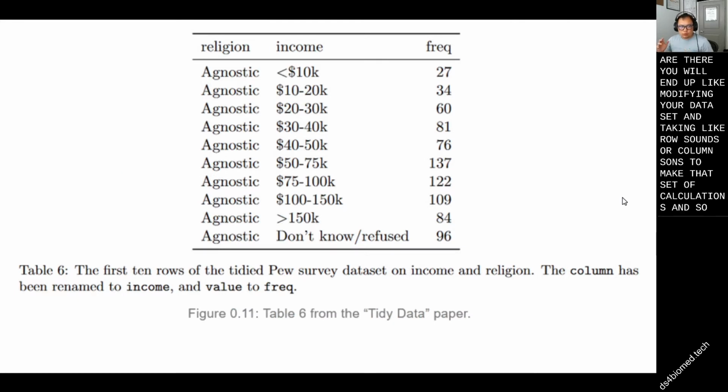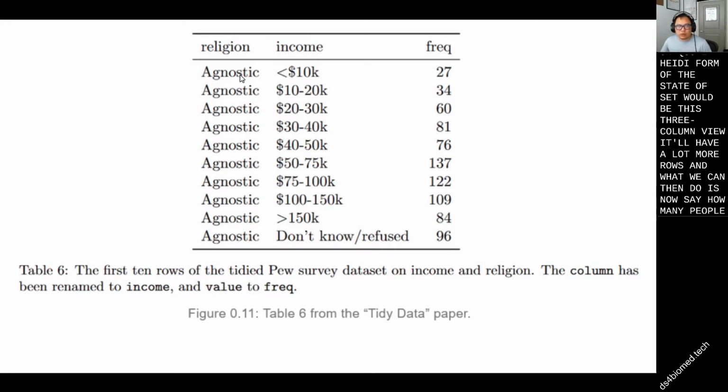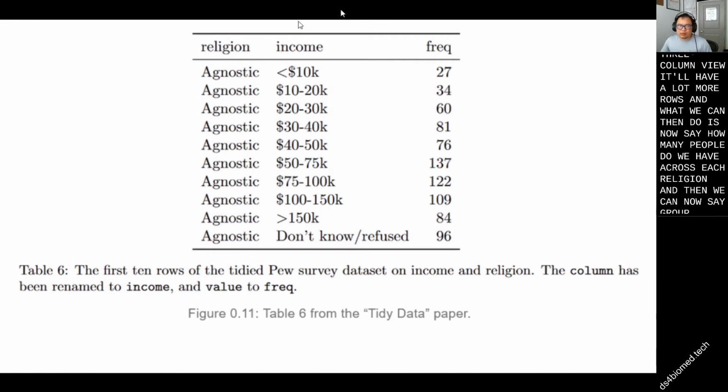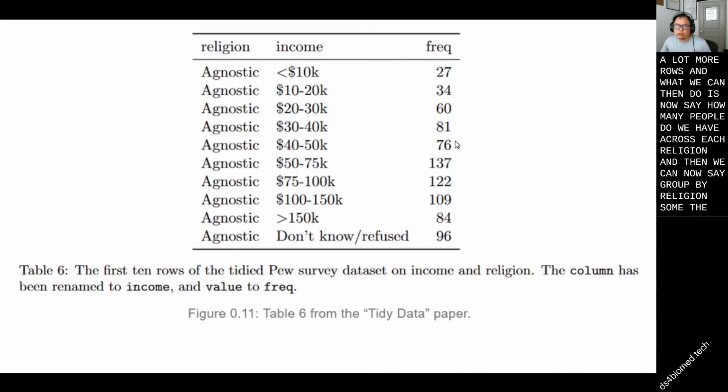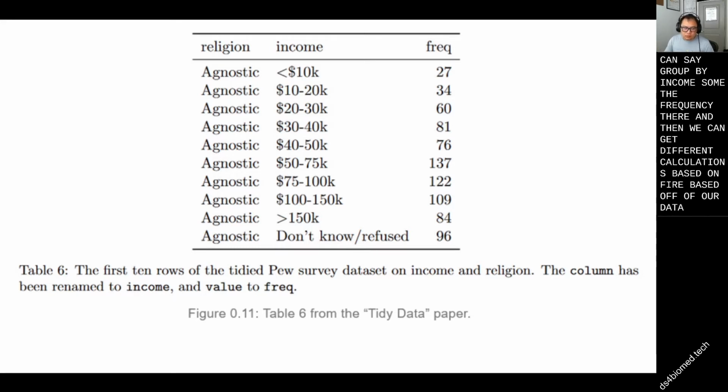And so what would be a quote unquote tidy form of this data set would be this 3-column view. It'll have a lot more rows, and what we can then do is say, how many people do we have across each religion? And then we can say group by religion, sum the frequency, right? Or we can say group by income, sum the frequency there. And then we can get different calculations based off of our data.